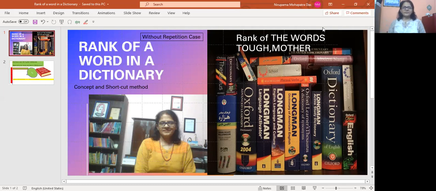Okay, and we will discuss without repetition case. Without repetition case means that in a word the letters, the alphabets are not repeated. Only those cases we will be studying today. And in today's session, I will be covering the concept, process of finding rank of the words, and also shortcut method. Right? So shortcut method will help you if the question carries only 1 mark, here 2 marks. So then within some seconds you can solve it.